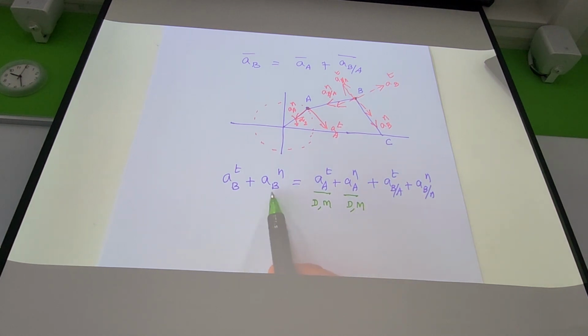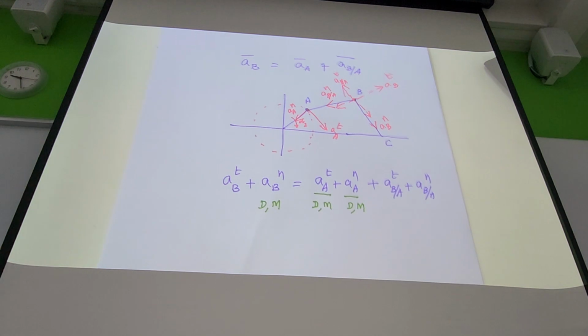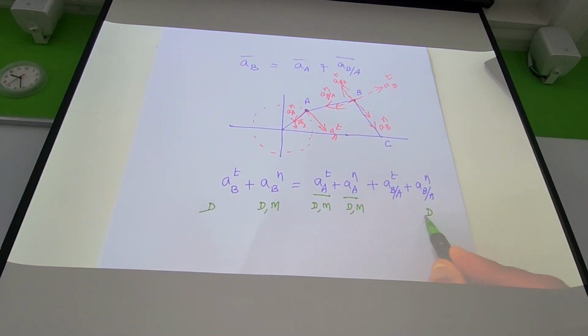Now when you come to B normal, we know the direction and magnitude, because normal is r into omega square. So when you start acceleration analysis, you know the angular velocity of all the links. Therefore, you know the direction and magnitude of B normal. For B tangent, we know only direction. For BA normal, we know both direction and magnitude, and for BA tangent we only know the direction.